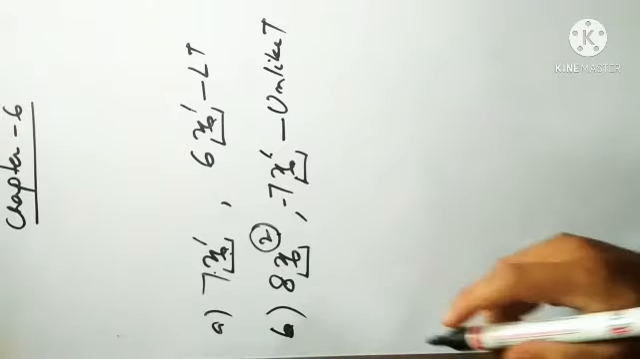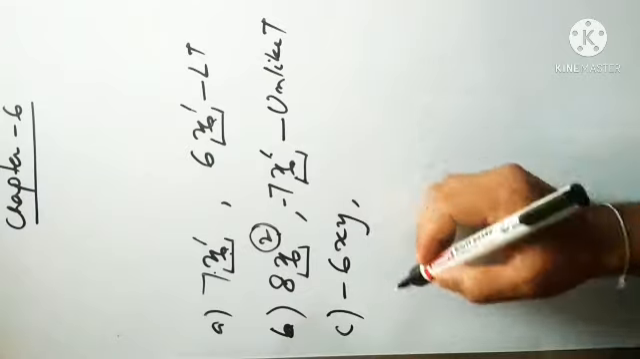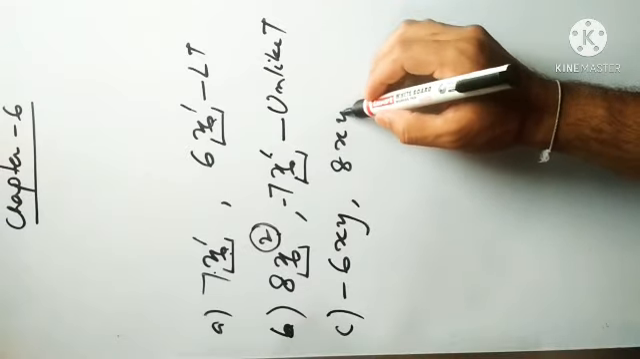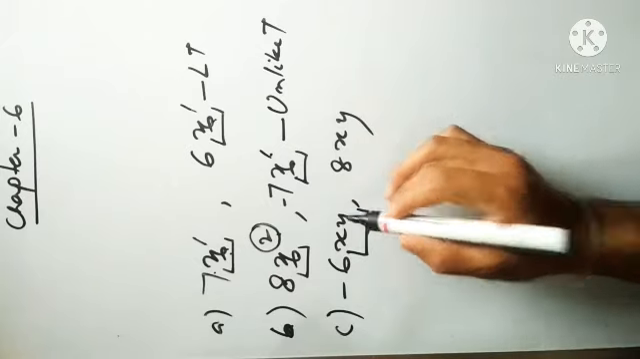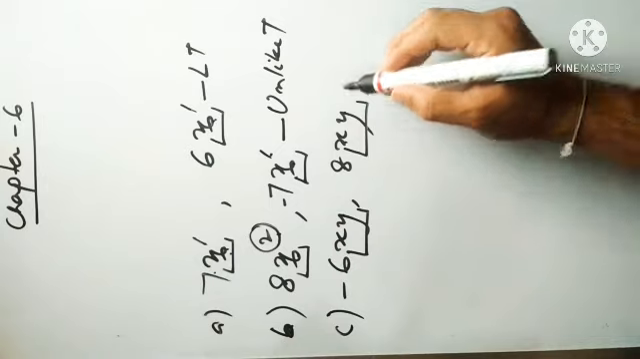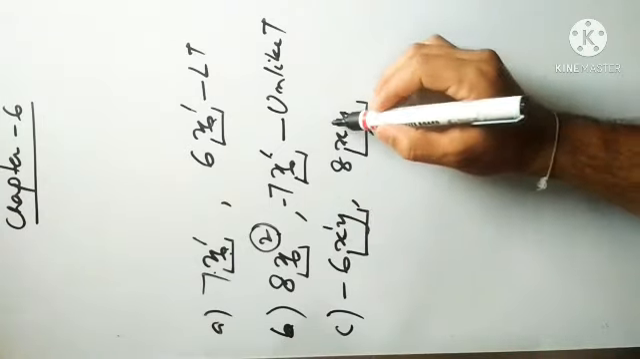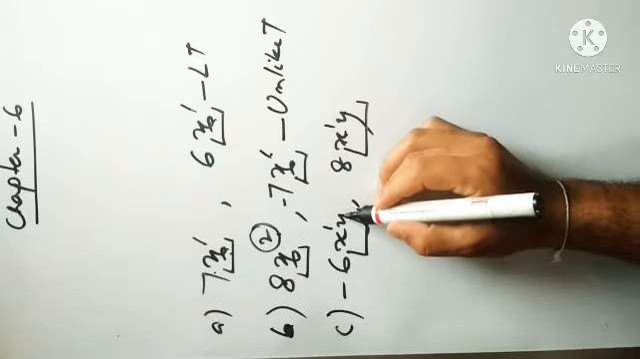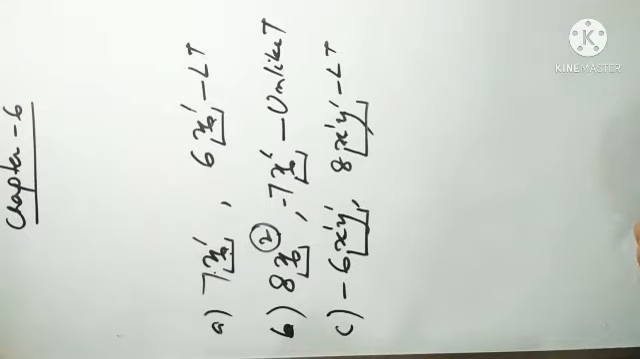Another example: minus 6xy and 8xy. I find both x and y here, and here also I get x and y. Now let us compare x first. Here the power of x is 1, and here the power of x is 1. And what about y? Power 1, power 1. That means they are like terms.